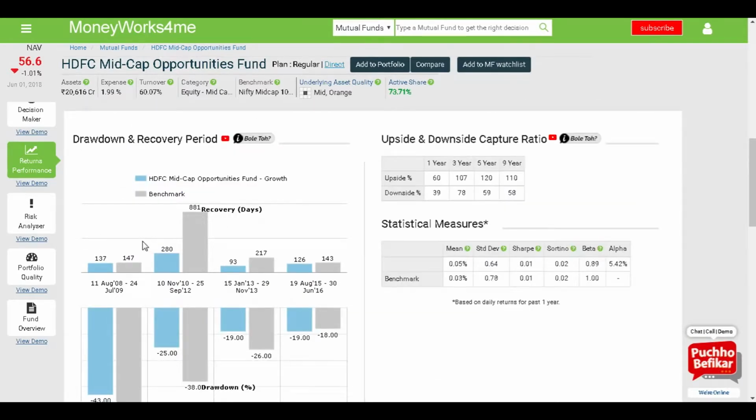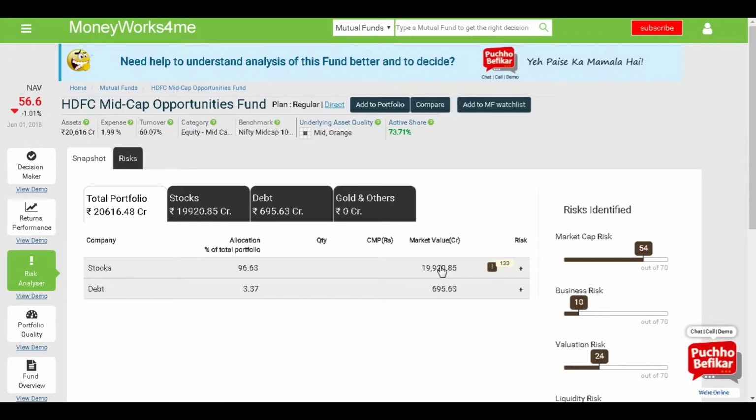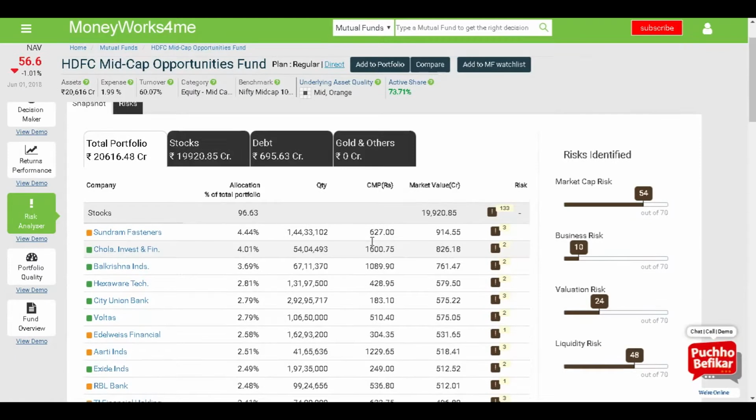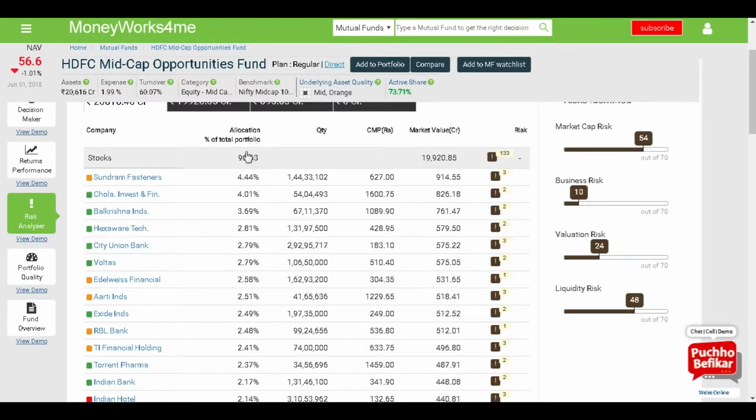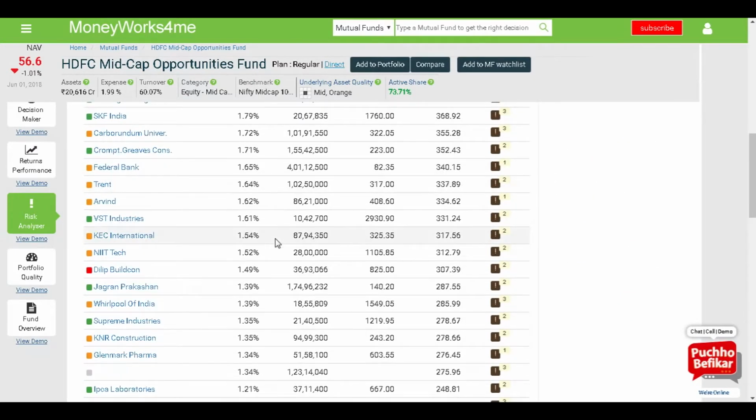Now coming to analyzing risk, which is something that you need to do before you invest, you can click on the risk analyzer. On the risk analyzer page, you will first see the portfolio, and it has almost 97% in stocks and 3% in debt. And when you click on this, you will see the entire portfolio that it has, the percentage allocated to the stocks, the quality of the stocks, which you can see from the Moneyworks4me color coding, and that tells you the entire fund's portfolio.